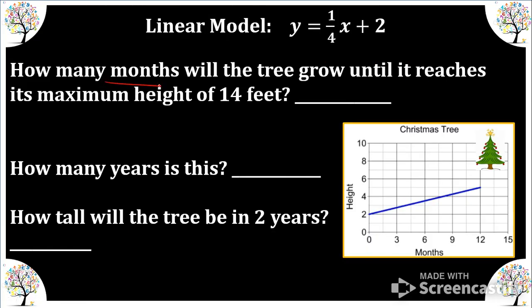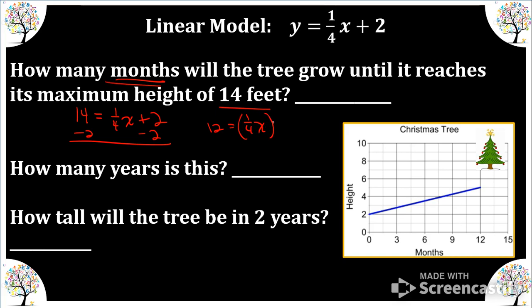How many months, which is x, will the tree grow until it reaches the maximum height of 14 feet? So we know the y value, 14, that represents total height, but we don't know x, it's asking for months. So we're going to isolate x. We're going to subtract 2 from each side. Then to undo this multiplication of a fraction, we're going to multiply by the reciprocal. And x equals 48. So 48 months.